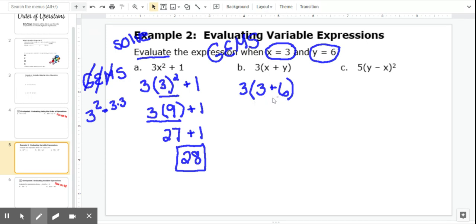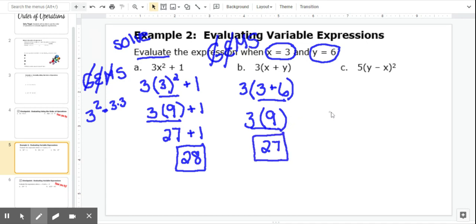I do have some math going on inside these grouping symbols. So 3 plus 6 just gives me 9. Now normally I could drop the parentheses, but I'm going to need them here to tell me to multiply, so I'm going to leave them here. Grouping symbols are done. E stands for exponents. There are no exponents. M stands for multiply or divide, which I do have multiplication. 3 times 9 just gives me 27.